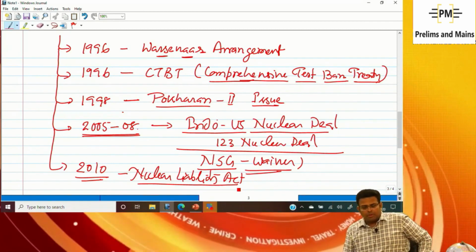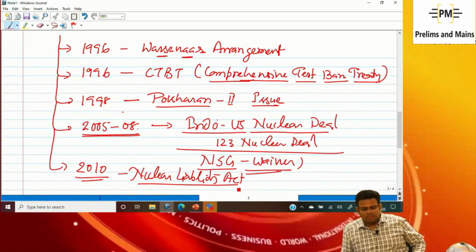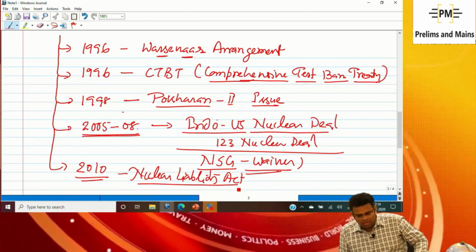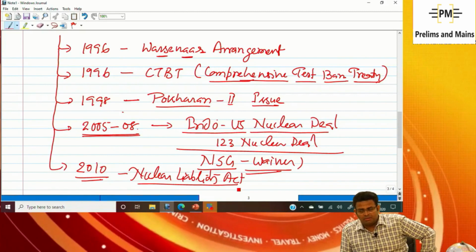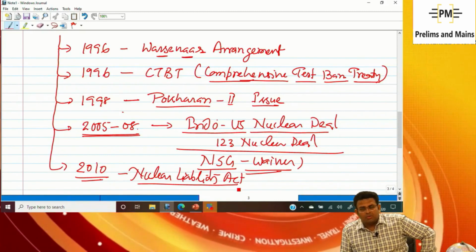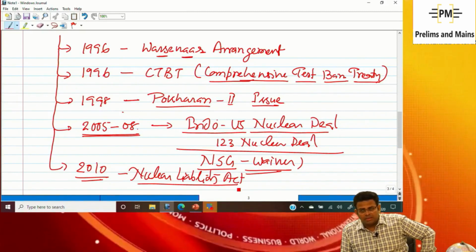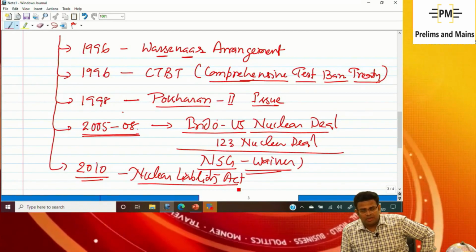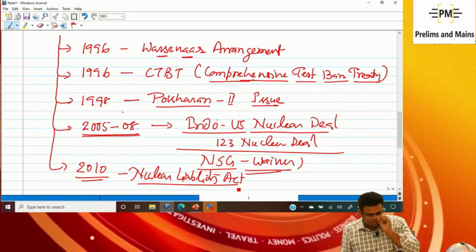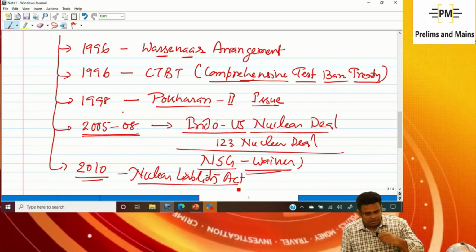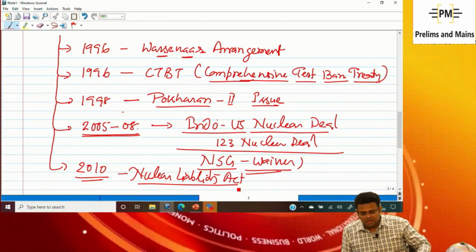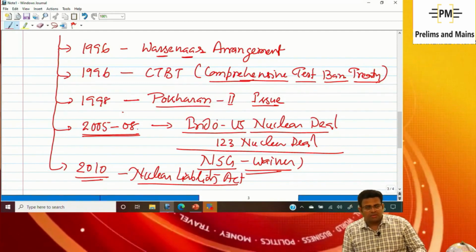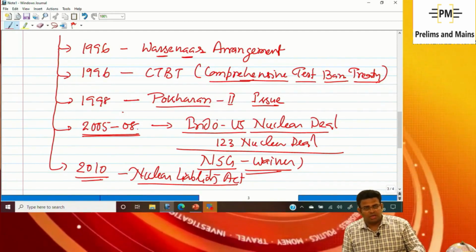In 1996 the world community thought of bringing in the CTBT, the Comprehensive Test Ban Treaty, but till now the CTBT has not come into force. India is not a member of the NPT of 1970, and India did not sign the CTBT either. So that is an issue we will discuss.